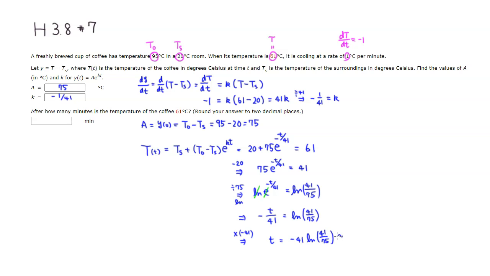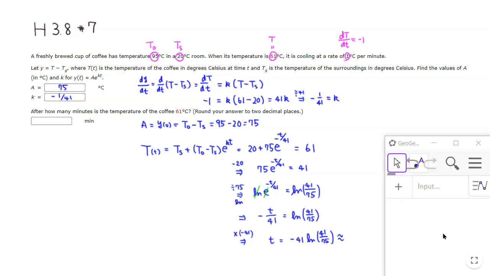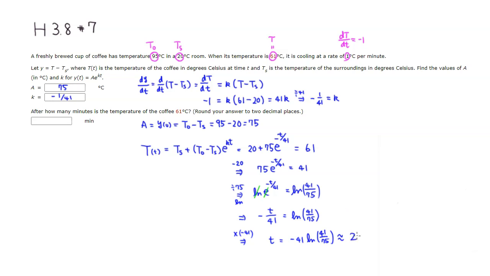Let's compute this using GeoGebra. I'm going to open up GeoGebra here. Let's type in negative 41 times natural log of 41 over 75, right? It came out to be 24.76. All right, let's type it in.